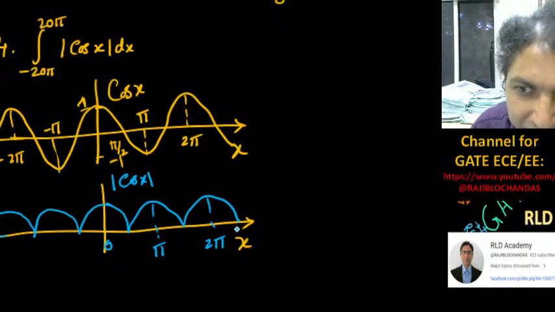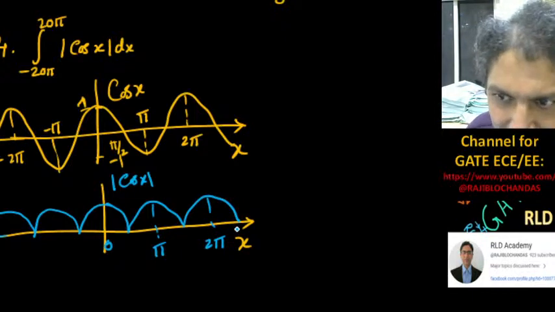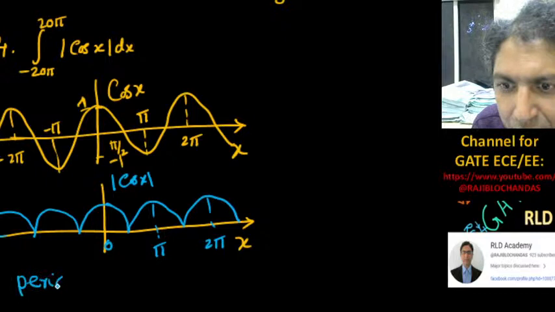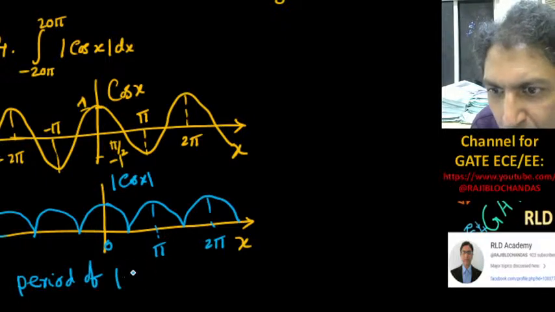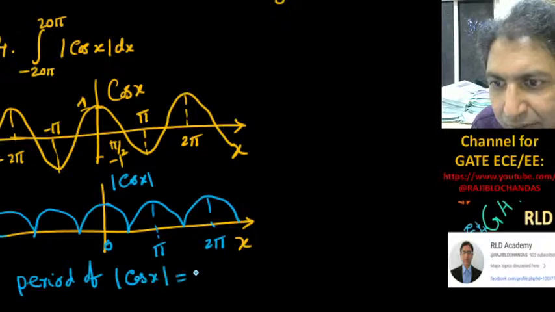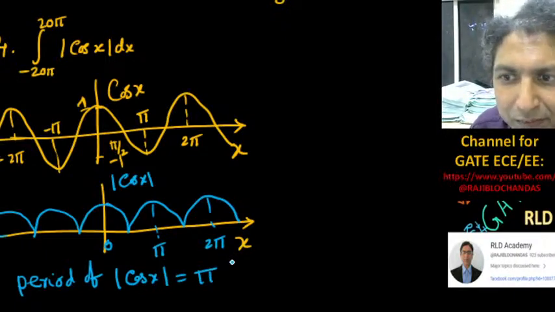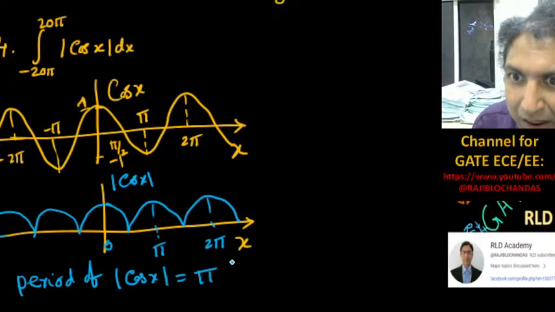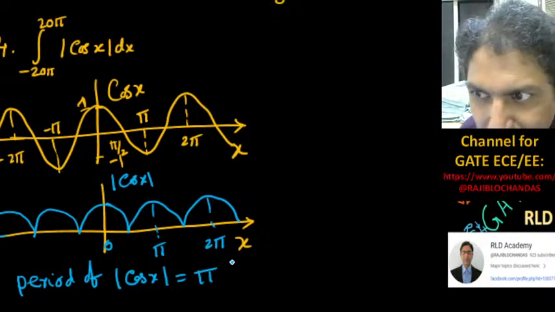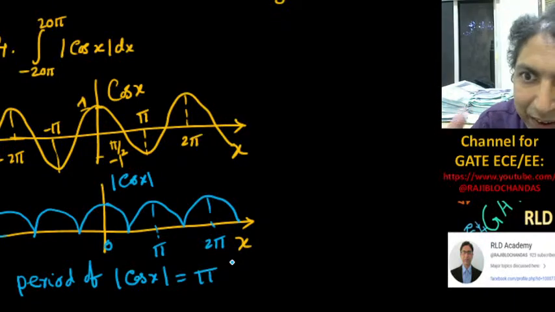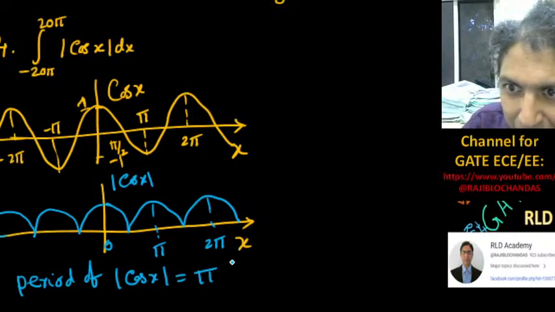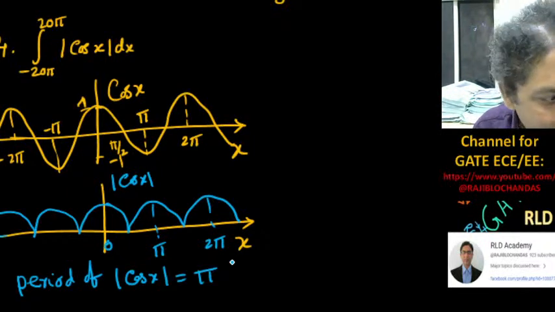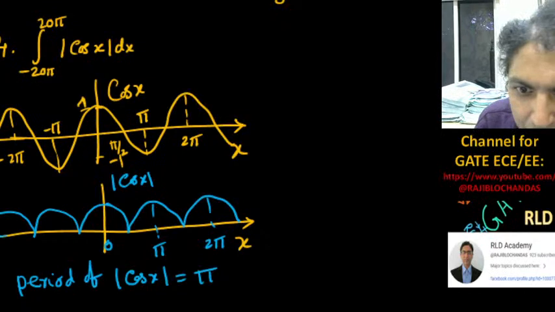So mod of cos x is a periodic function and periodicity is pi. Okay, so period of mod cos x is simply pi. Okay, because every pi it will repeat the same thing. So now this periodicity we will use. So how to handle this kind of problems? Now here I want to discuss something. Okay, so just look at this one.